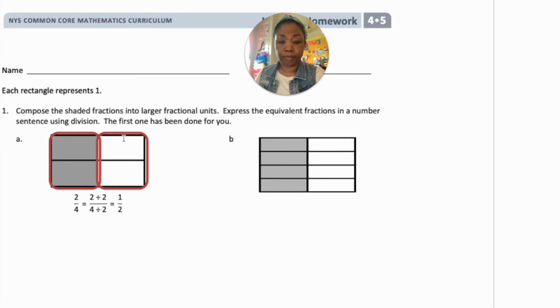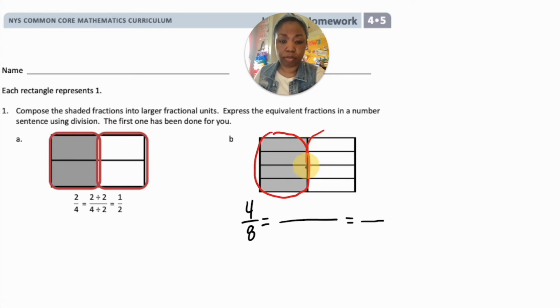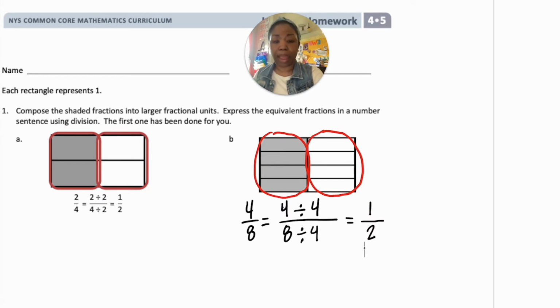Let's look at the second one. For this one, we have 4 shaded out of 8. We can compose this here by making groups of 4. So I'm going to first copy the division equation, 4/8. We make groups of 4, so I'm dividing by 4. So I have 1 group shaded out of 2. So 4/8 is equal to 1/2. Let's move on to C.